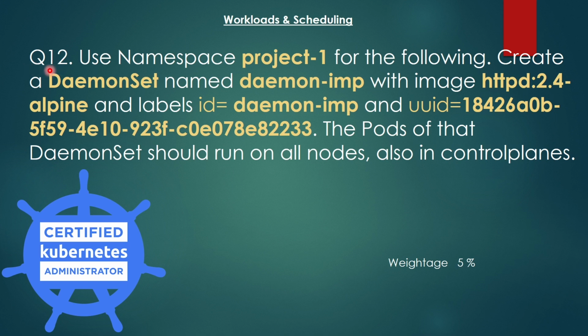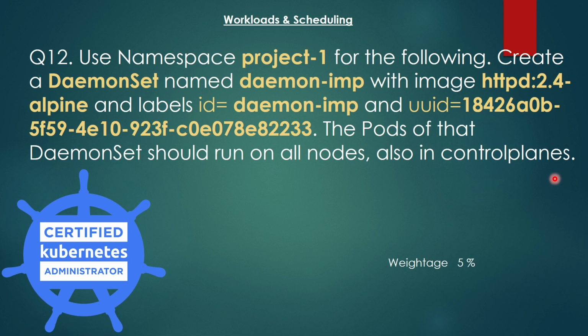The 12th question is: use namespace project 1 for the following. Create a daemon set named DemonImp with image httpd and labels id equals DemonImp and UUID. The pods of that daemon set should run on all nodes, also on control planes.